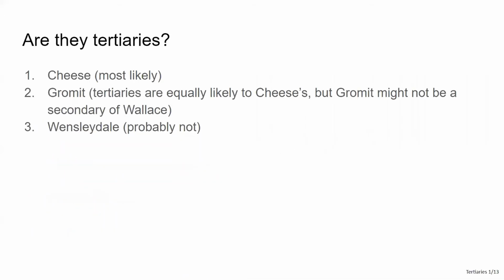Okay, now let's talk about tertiary craters. Well, are these tertiary fields of these guys actually tertiaries? So in this case, we're asking, are they secondaries of secondaries? Cheese is the most likely. Gromit's tertiary field is equally likely to be tertiaries as cheese's singular tertiary is, but because Gromit might not actually be a secondary of Wallace, I put it second. Wensleydale, they're probably not actually tertiaries. Yeah, they're probably not. They're more likely to be small secondaries of Wallace itself.